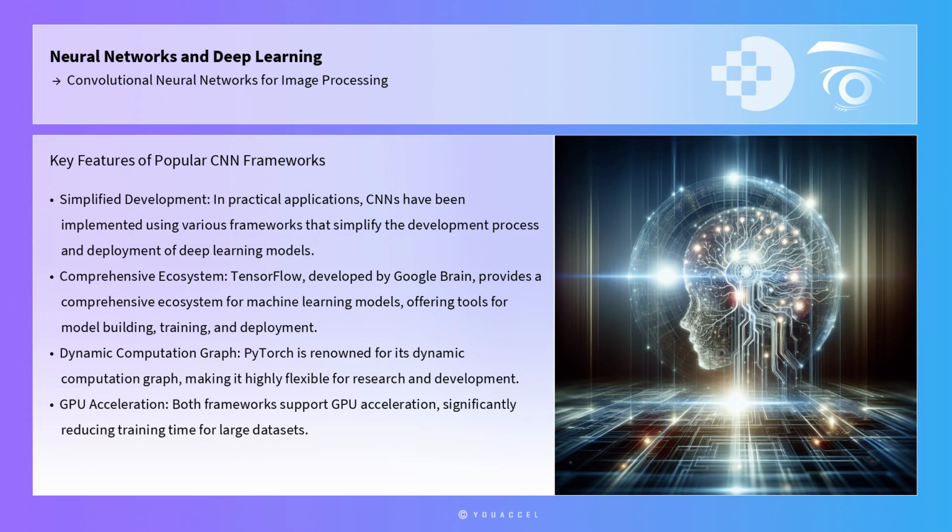In practical applications, CNNs have been implemented using various frameworks that simplify the development process and deployment of deep learning models. TensorFlow and PyTorch are two of the most popular frameworks due to their extensive libraries and user-friendly interfaces. TensorFlow, developed by Google Brain, provides a comprehensive ecosystem for machine learning models, offering tools for model building, training, and deployment. PyTorch, on the other hand, is renowned for its dynamic computation graph, making it highly flexible for research and development. Both frameworks support GPU acceleration, significantly reducing training time for large datasets.